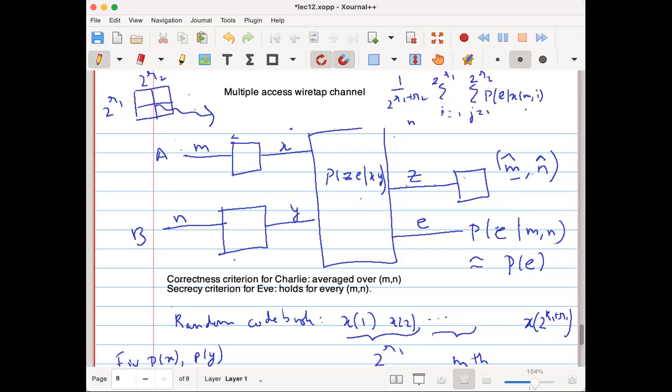Let's say x_m^i, y_n^j. So the probability distribution of E given x_m^i and y_n^j. Here x_m^i is the ith code word in the mth block for Alice, and y_n^j is the jth code word in the nth block for Bob. We are doing a uniform average. You can think of it as the average over the rectangle, and we want this to be close to the marginal distribution on E.